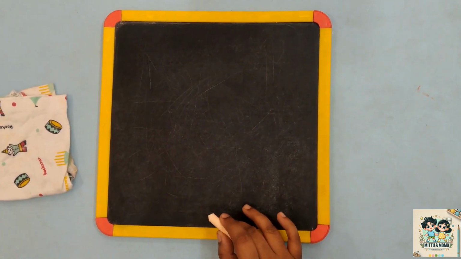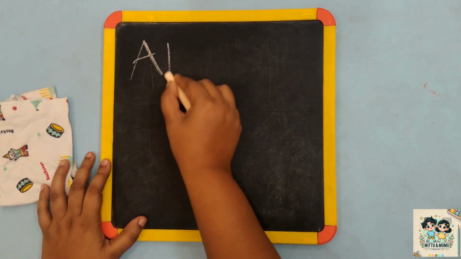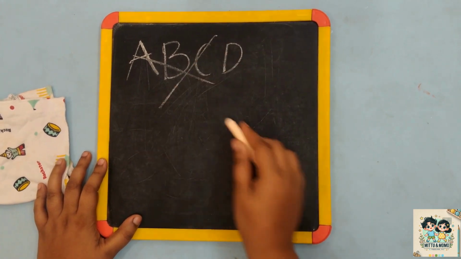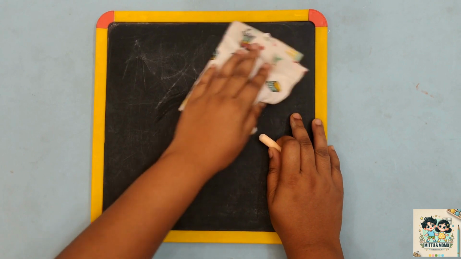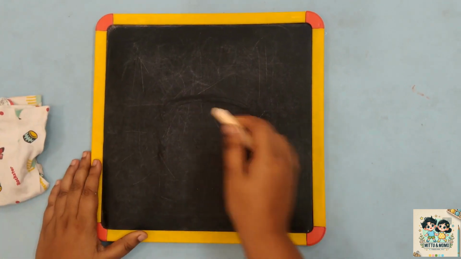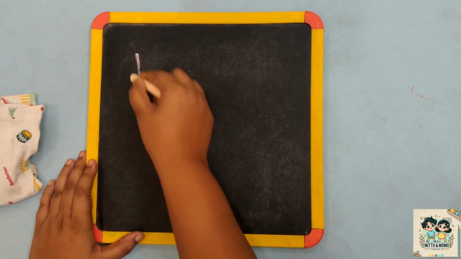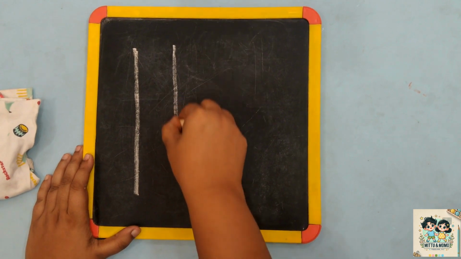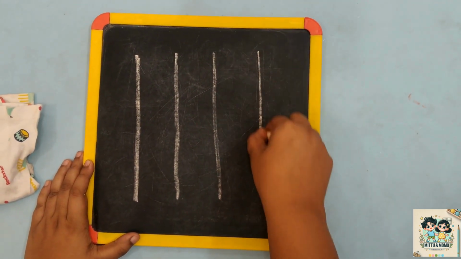How to make children write. First, you don't teach A, B, C, D. No. First to write, we have to teach children something else. So first we have to teach a straight line. This is a straight line. So teach children to repeat these straight lines like this.